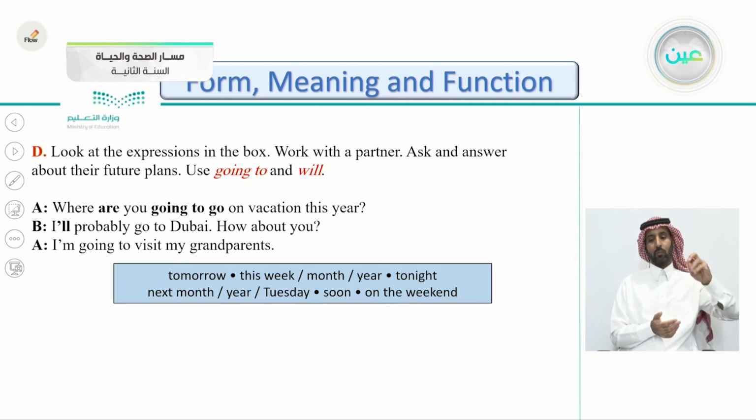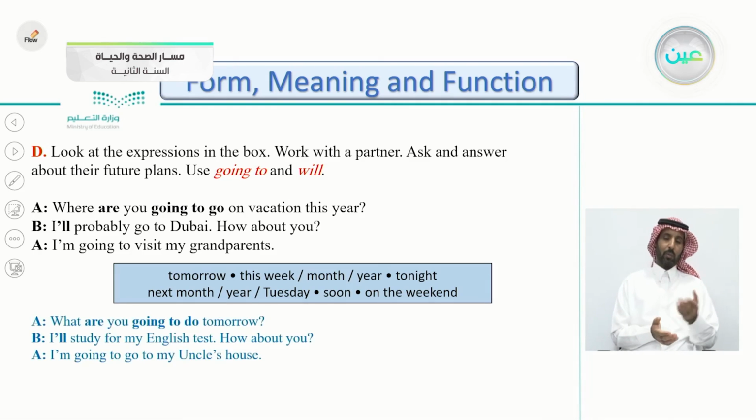Where are you going to go on vacation this year? You can see here are and going to go. The answer, I'll probably go to Dubai. How about you? I'll probably means he's not certain. I'm going to visit my grandparents. So you can use these expressions here: tomorrow, this week, month, year, tonight, next month, year, Tuesday, soon, on the weekend. Any expression here, you can use it. And remember to use going to and will.